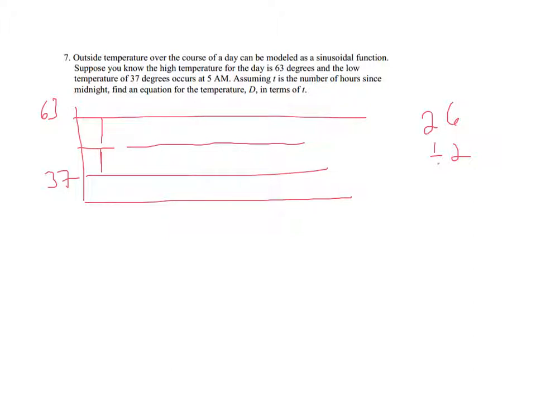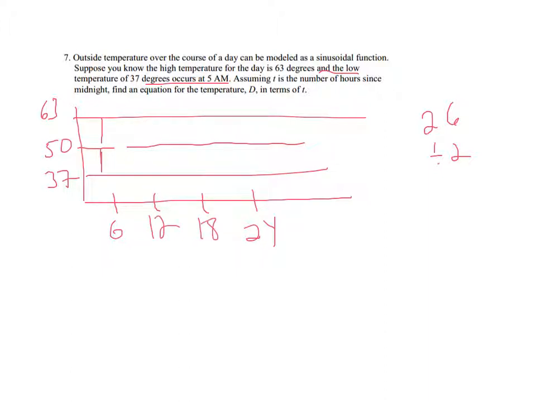The other thing, let's see here. I've got to add 13 to 37. That's going to give me 50. So the average is 50, or the midline is 50. And they're telling us that the low temperature occurs at 5 a.m. Since we know normally these things repeat every 24 hours, I'm going to mark in the normal halves: 6, 12, 18.